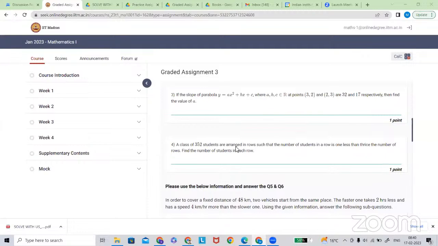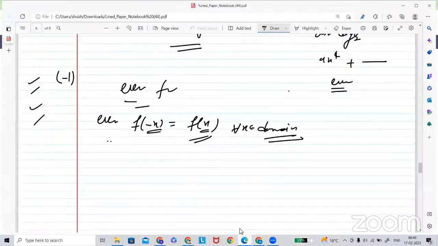Rows, and 3 times, sir. Okay, a class of 352 students are arranged in a row such that the number of students in a row is 1 less than thrice the number of rows. Okay, suppose you have some number in a row. Let me explain.